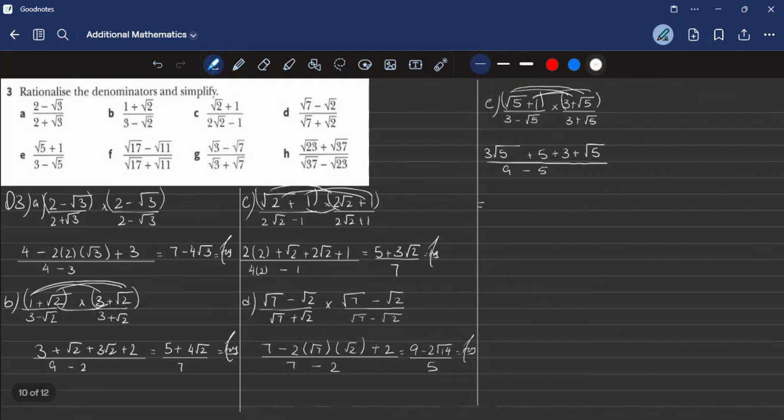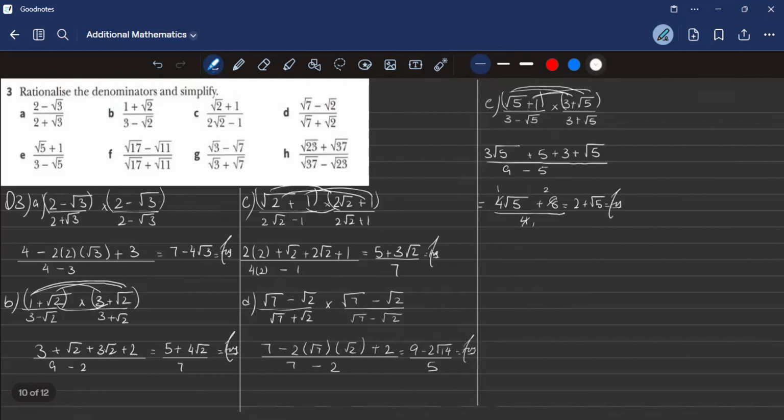So that's going to give us 3 root 5 plus root 5, which is 4 root 5, plus 5 plus 3, which is 8, divided by 9 minus 5, which is 4. So 4 root 5 plus 8. This can be further simplified. 4 ones are 4, and 4 twos are 8. So we can say 2 plus root 5 would be our final answer for part E. 2 plus root 5.